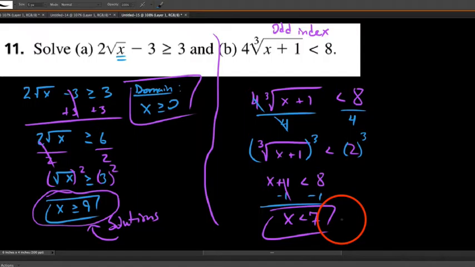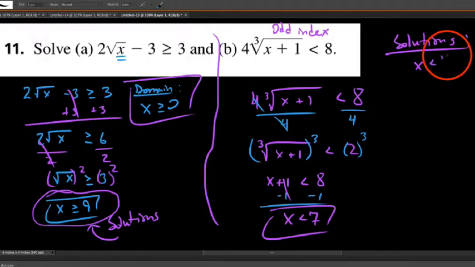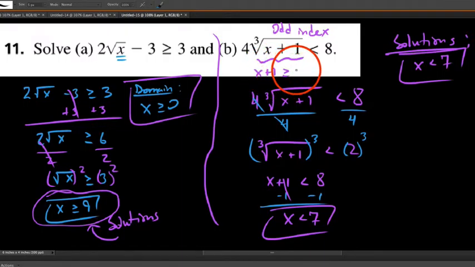So now here's my favorite part about this. The solutions are all numbers only less than 7. So now, why don't I have to set what's in here greater than or equal to 0? Why don't I have to do this? Well, the reason why we don't have to do this on this one is because you can take the cube root of a negative. It doesn't have to be only non-negative things in here. So our solutions are just x is less than 7.